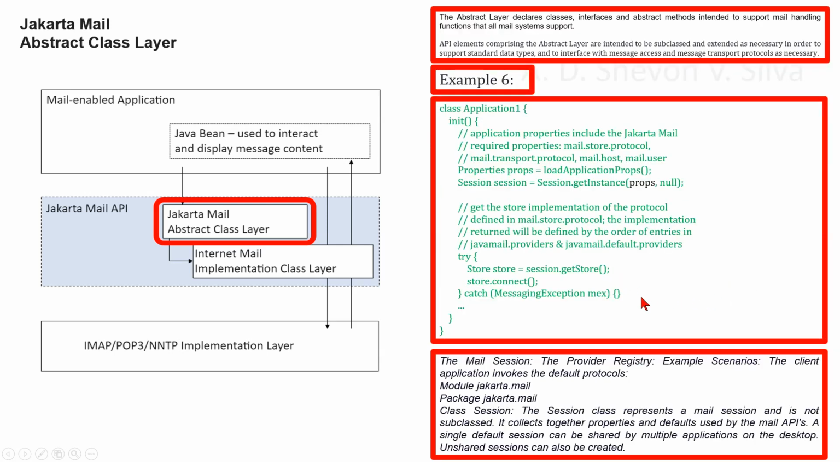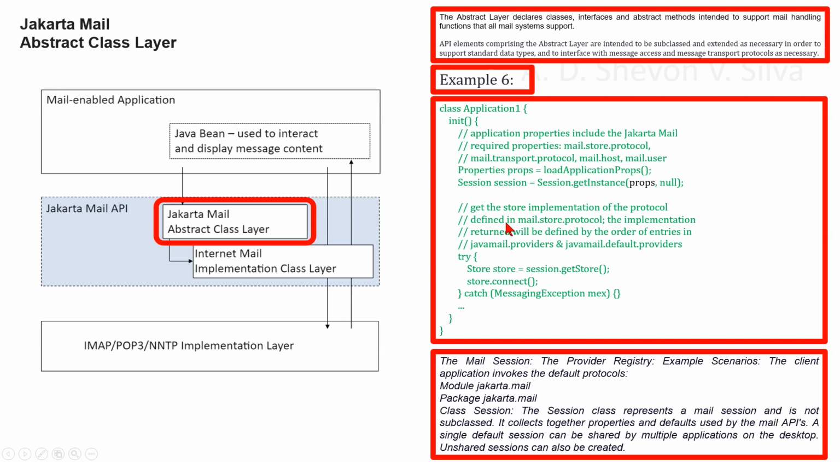Now we are considering example scenarios in the provider registry in the mail session. The client application invokes default protocols. The class Session in package jakarta.mail in module jakarta.mail. The Session class represents a mail session and is not subclassed. It collects together properties and defaults used by the mail API. A single default session can be shared by multiple applications on the desktop.